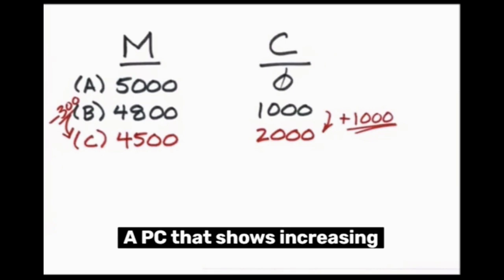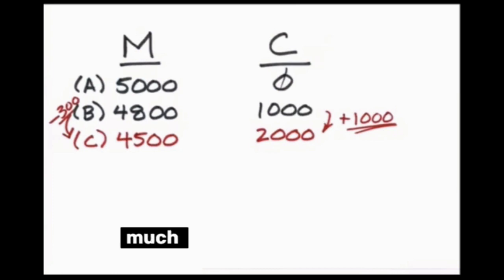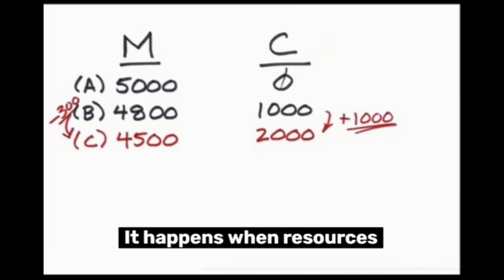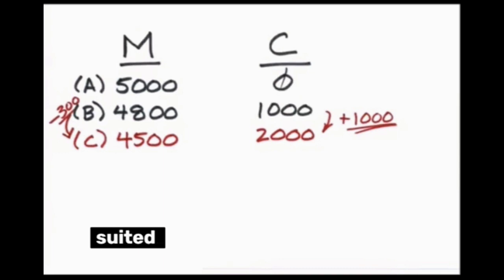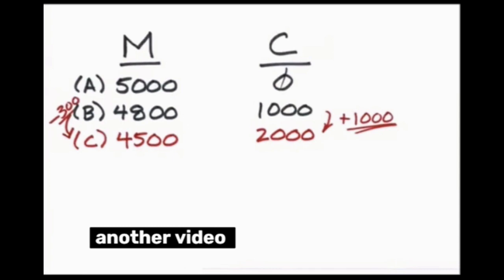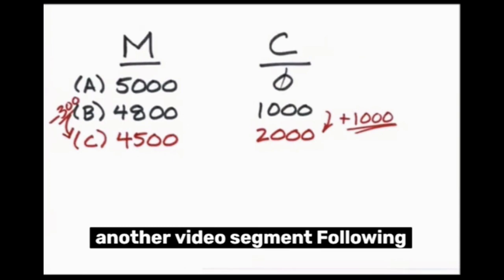A PPC that shows increasing opportunity cost is actually much more representative of how the world works. It happens when resources are not as perfectly well suited for one type of production as the other. I'll come back to this in another video segment.